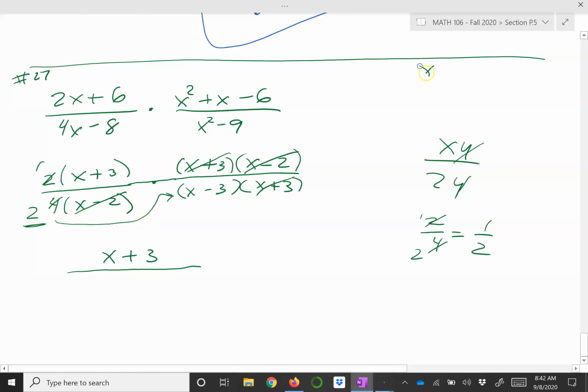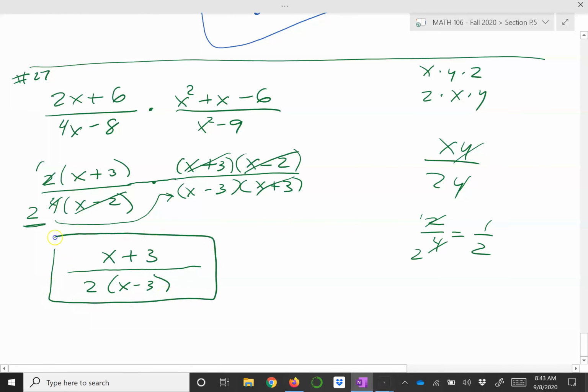Like if you had x times y times z, that's the same thing as z times x times y, right? It doesn't matter the order in which you multiply, okay? So you could put that 2 right next to the x minus 3. Now this one, you might be thinking, well, should I distribute that 2 in the denominator? I would say no. I would say try to leave it, because it'll be less work when you're doing an exam. Just leave it in factored form, okay?